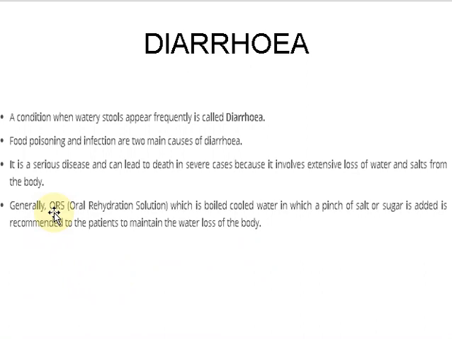So generally what happens is, the patient is given ORS, oral rehydration solution, which is boiled cooled water in which a pinch of salt and sugar is added, and it is recommended to the patient to maintain the water loss of the body. So if someone gets diarrhea, you have to take them to the doctor, but in the meanwhile you can give them ORS. This is the homemade ORS. Otherwise, in the primary healthcare center, ORS pouches are also available, which can be given to the patient.